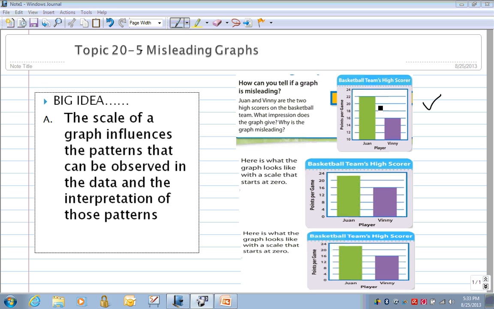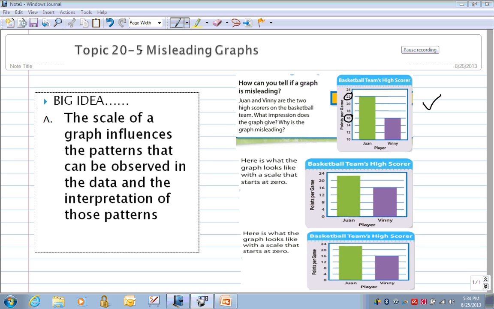But when you look at the actual scale on the side, Vinny has 16 points and Juan has 22, and 22 is not twice as many as 16. We know from our math that 32 is twice as many as 16. So that's a misleading graph.